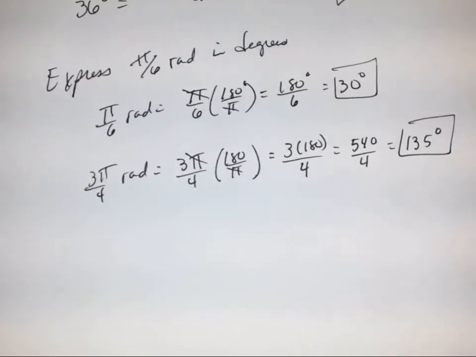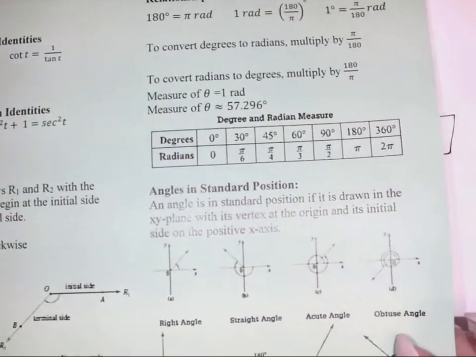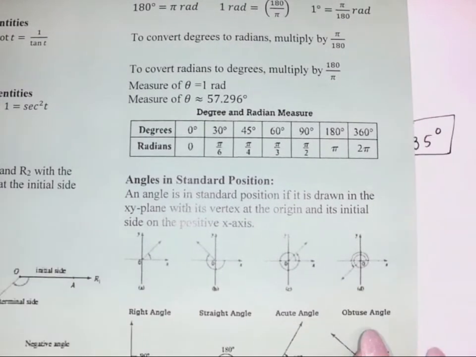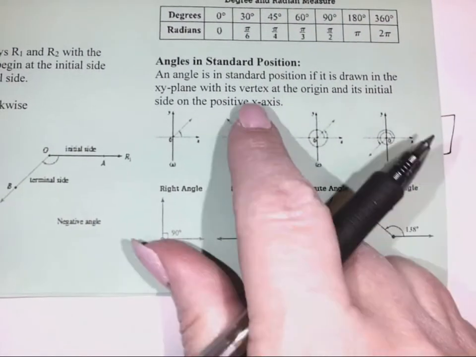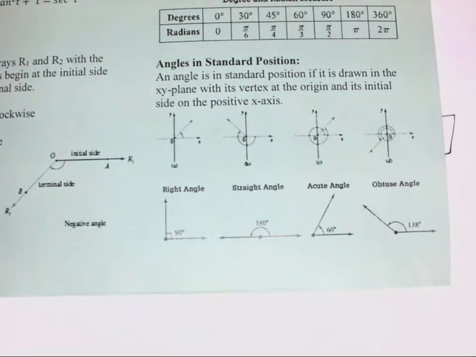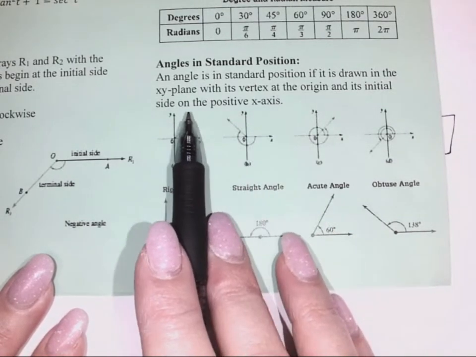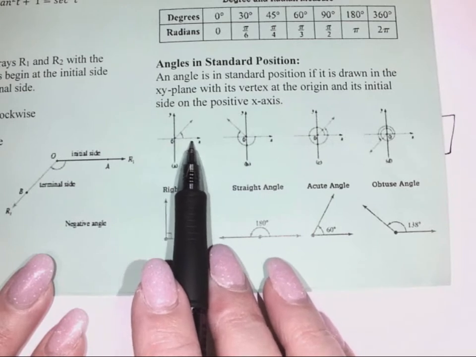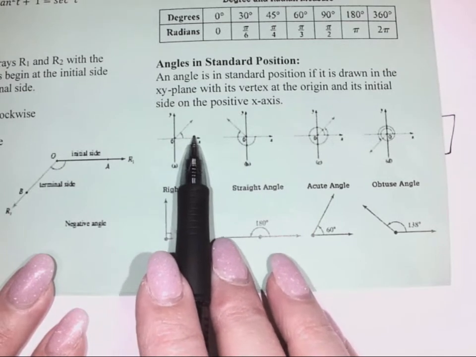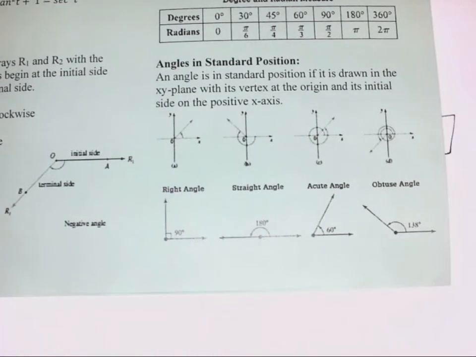All right, so the next thing we want to talk about are angles in standard position. So an angle is in standard position if it's drawn in the xy plane with its vertex at the origin and its initial side on the positive x-axis. So let's read that again. If it's drawn in the xy plane with the vertex at the origin and its initial side on the positive x-axis, that's standard position. No matter where the angle goes, that is the standard position of how it's going to be.